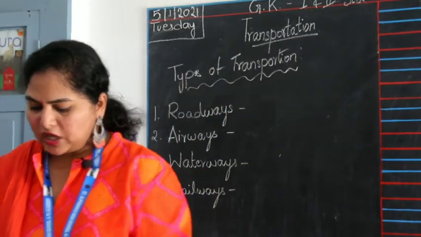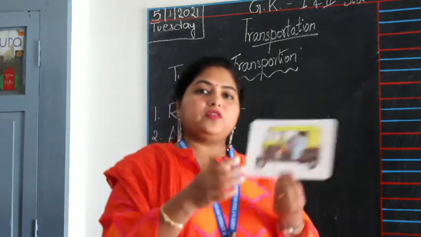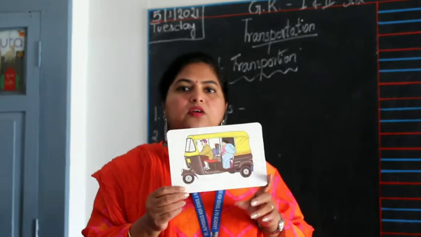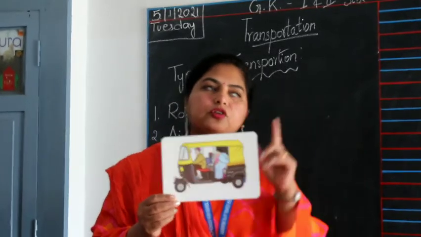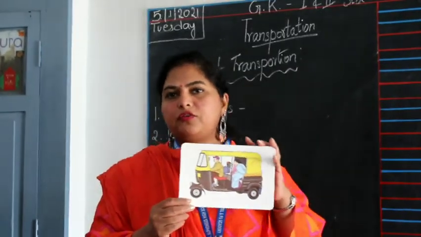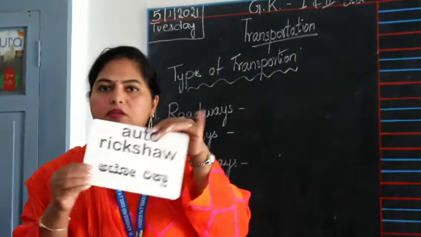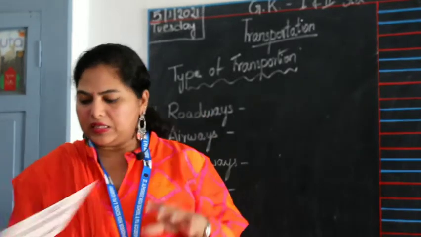And then we also have three-wheelers. What are the three-wheelers? Autos. So we hire auto rickshaws to travel, right? You have auto rickshaws on the road which take you from one place to another. They are called auto rickshaws and they have three wheels.